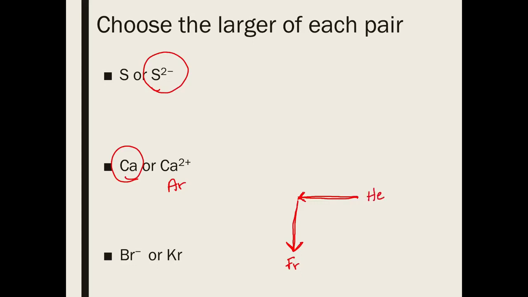So if we think about bromine and krypton, they would sit about here on the periodic table. Normally bromine would be larger than krypton, following the arrows. They get bigger as you go to the left. And if bromine gains an electron, that makes it even larger still. So bromine will win here.